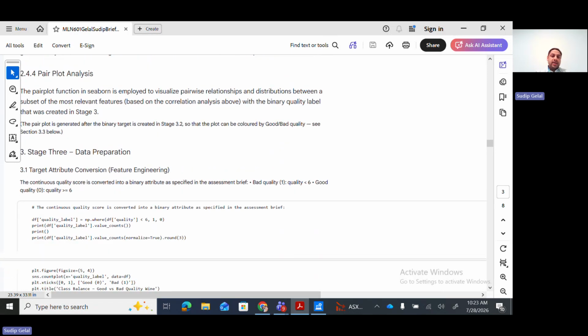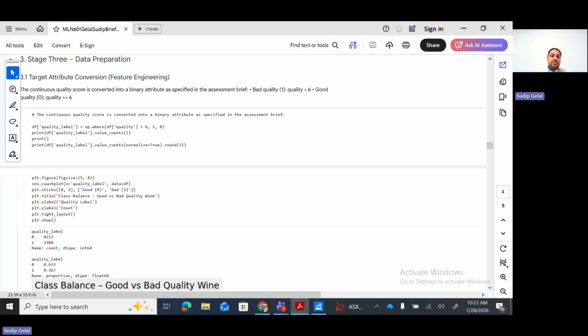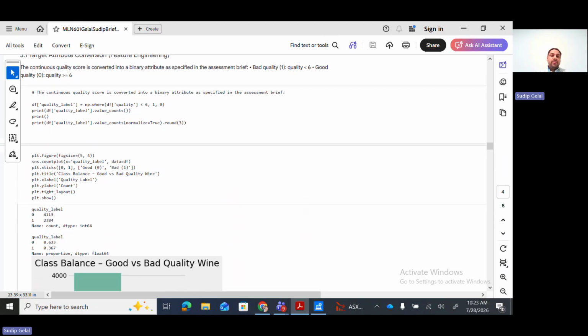In data preparation, I cleaned the data before training the model. First, I converted the quality score into good or bad levels. Then I removed duplicate records and handled extreme values using the IQR capping method. Next, I split the data into 80% training data and 20% testing data. I standardized the data because some machine learning models perform better when all values are on the same scale. Finally, I used SMOTE to balance the training data because there were more good wines than bad wines. This helped the model learn both classes fairly.